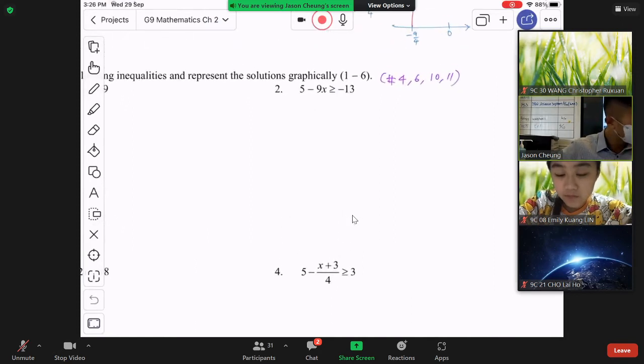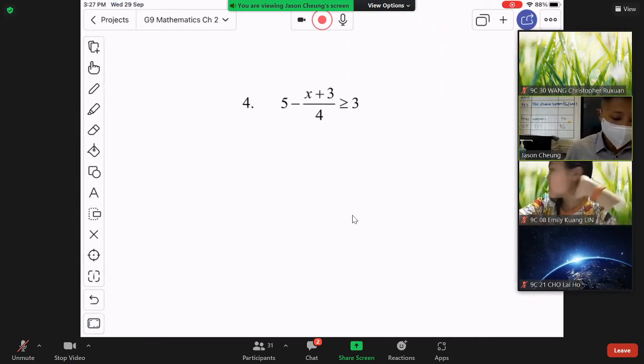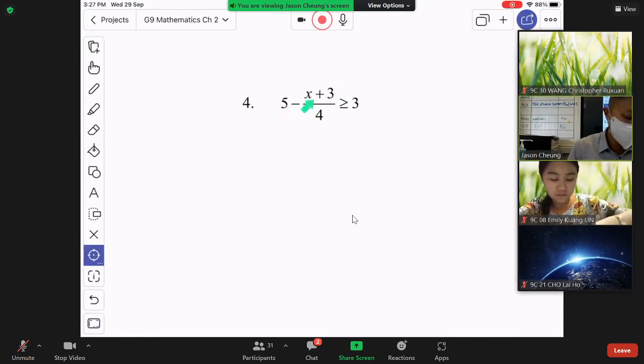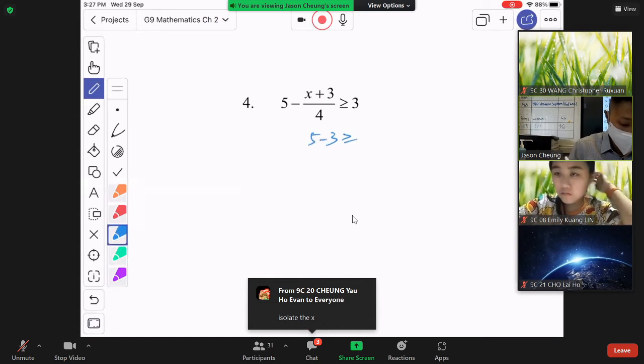All right, let's go to this one. Okay, number 4. Here, number 4 actually very easy, right? So first of all, we see the negative term, we have x here. And then we know that we will try to move the negative term to become positive first.